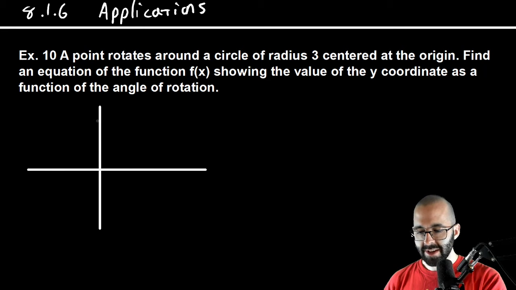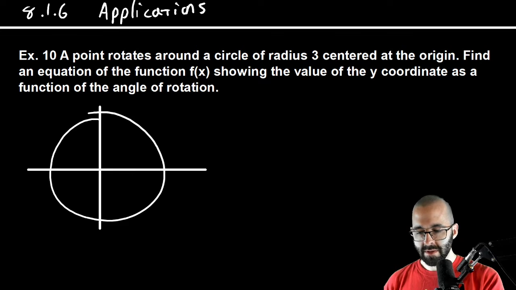Just like all my circles. Terrible. All right. So there's some point, and this point is moving around a circle of radius 3. It's centered at the origin.